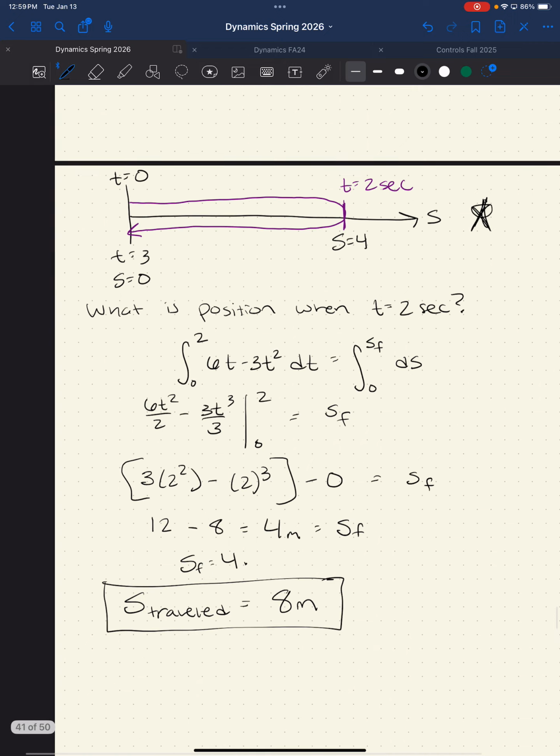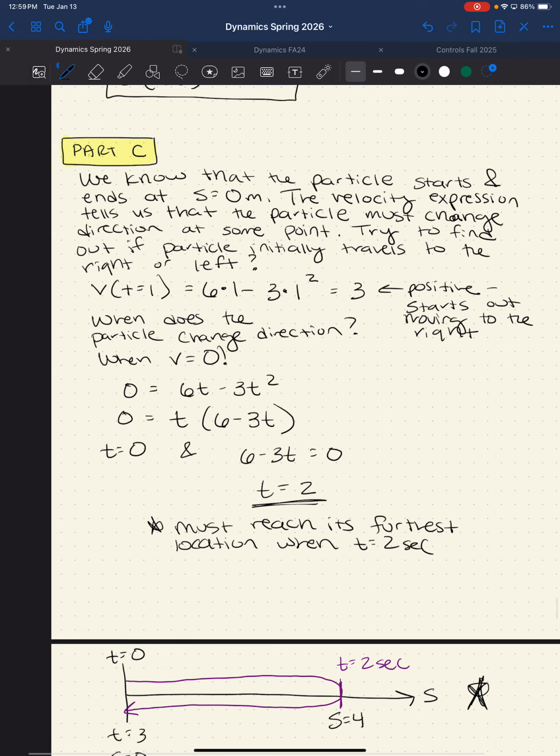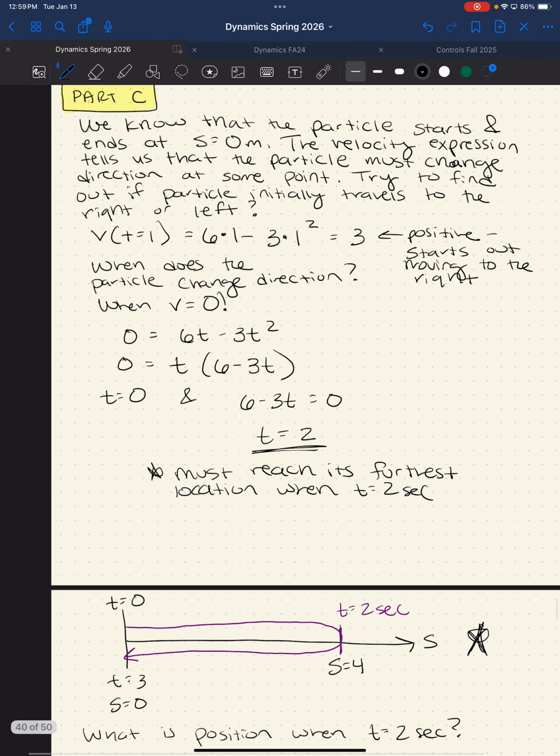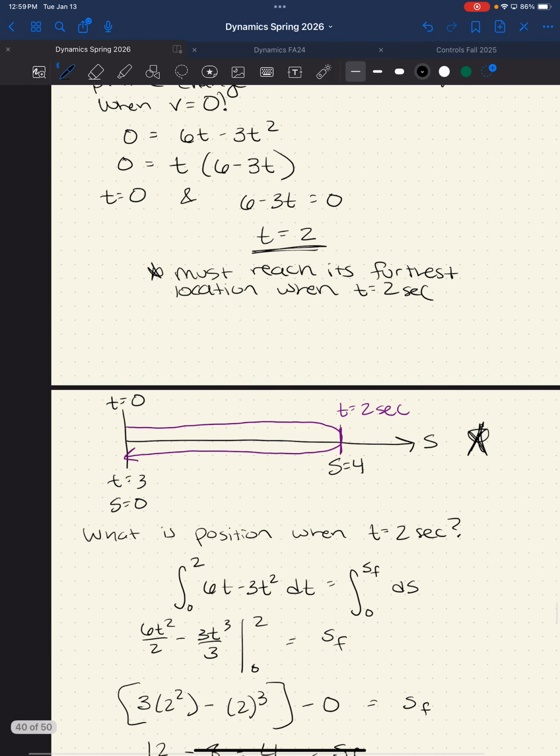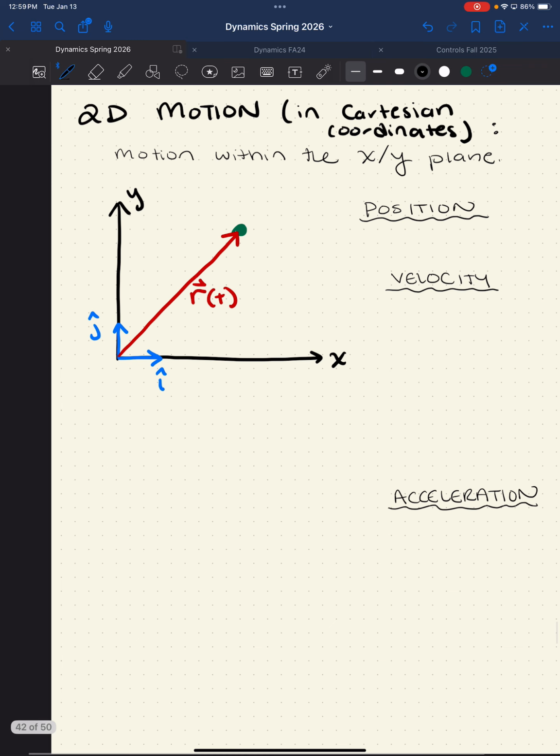Notice that in nothing that I wrote up here did I put a vector bar. Nothing has a vector bar. I did that very, very carefully because these are all scalar quantities. However, in 2D motion, we have all the same relationships, but we're going to keep up with both an x component and a y component. And that total quantity is going to be a vector.